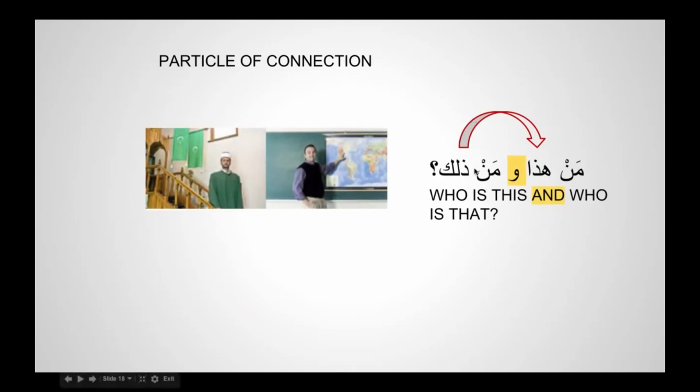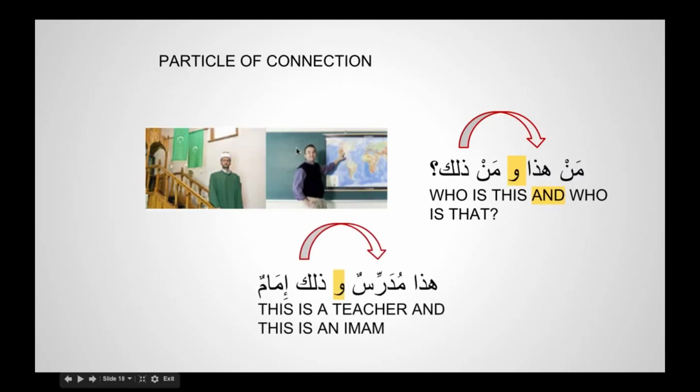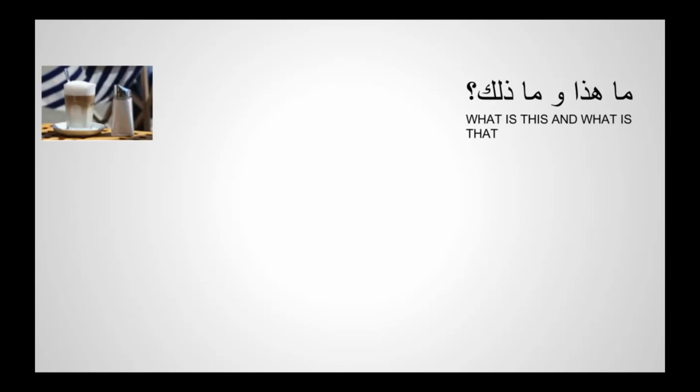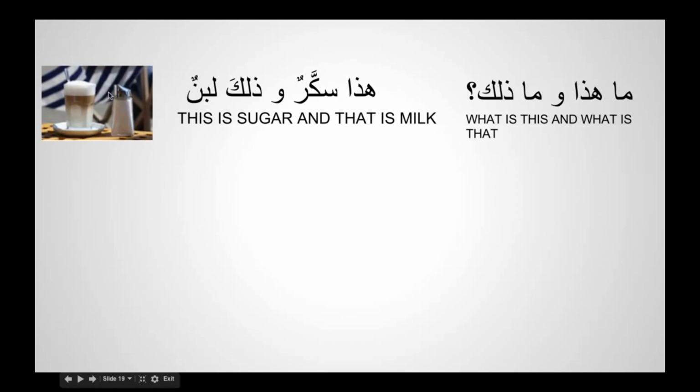So see, man hadha wa man dhalika, who is this and who is that. So say this, hadha mudarrisun, this is a teacher, wa dhalika imamun, and that is an imam. So practice a little bit more. Ma hadha wa ma dhalika, hadha sukkarun. Sukkar means sugar. It comes from Arabic sugar, sukkarun. And dhalika labanun. Labanun means milk.